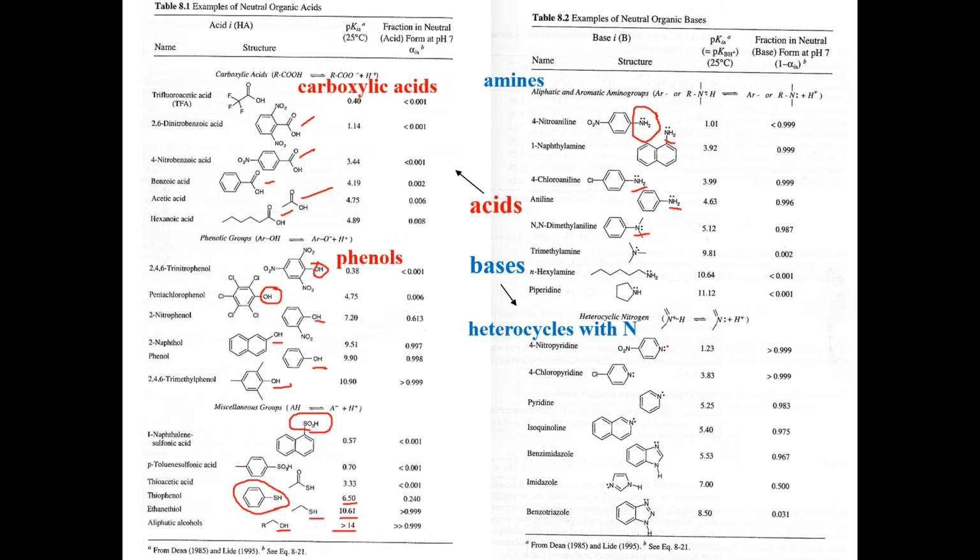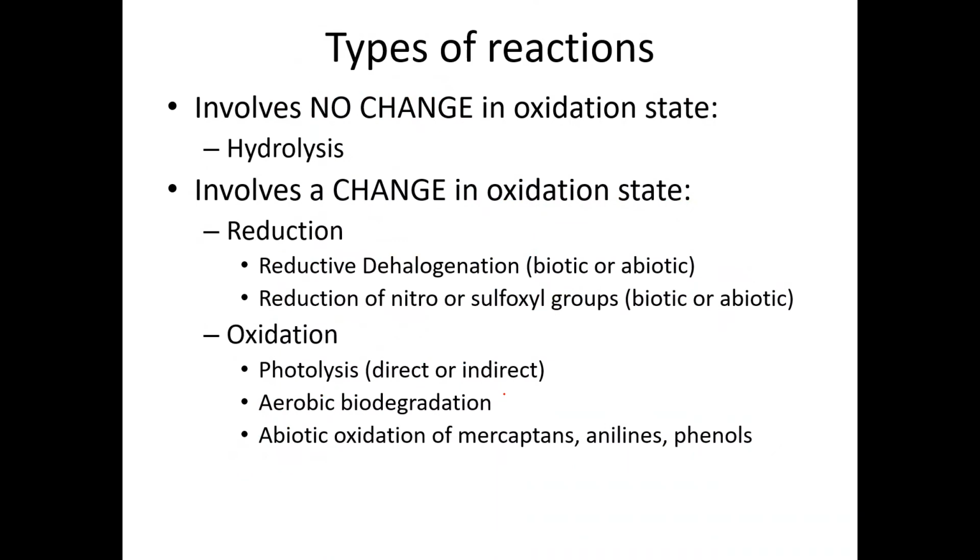And then here's all these other heterocyclic nitrogens. So nitrogen inside a benzene ring, nitrogen inside a naphthalene, nitrogen inside a 5-membered ring. So anytime you see nitrogen inside a ring or as part of an amino group, then it can act as a base. Okay. Then we get to other types of chemical reactions.